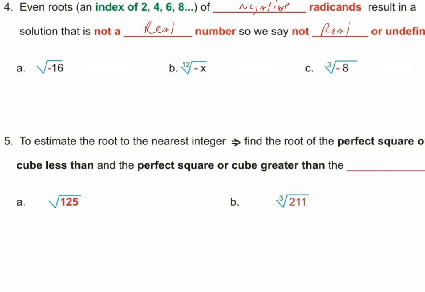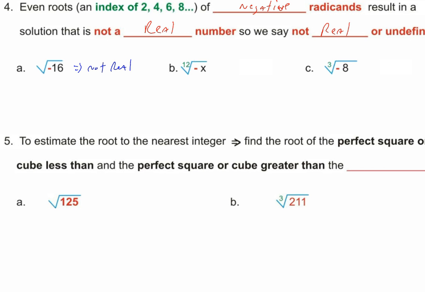And therefore, we have no real numbers that work. And so again, this thing you would say, not real. That thing is not real. You have an even index and a negative radicand. You could say undefined, which, by the way, the answer to this, and you don't get this until Algebra 2, is really an imaginary number. And the answer is really 4i.